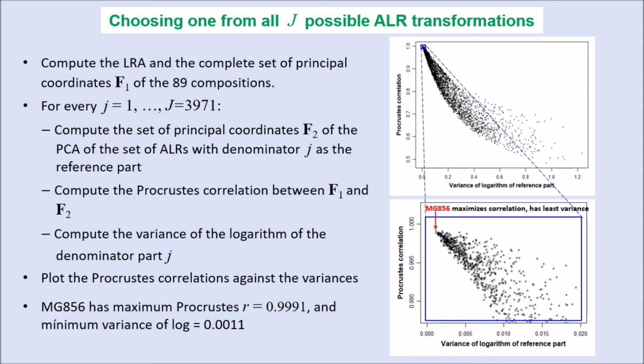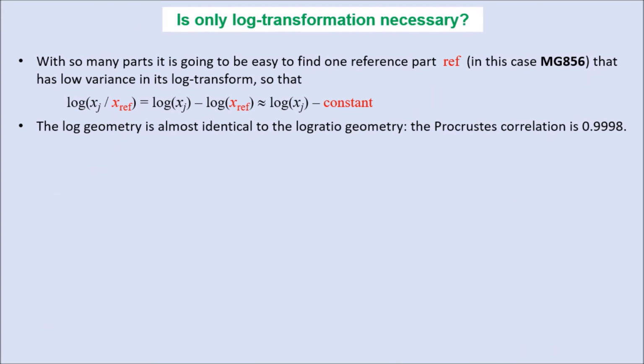MG856. The very high Procrustes of 0.9991 means that using MG856 as a reference will give practically identical results as if we used all the pairwise log ratios. And then the low variance of the log of MG856 means that the ALRs are almost the same apart from a small shift as the logs of their numerators, which makes the interpretation much easier.